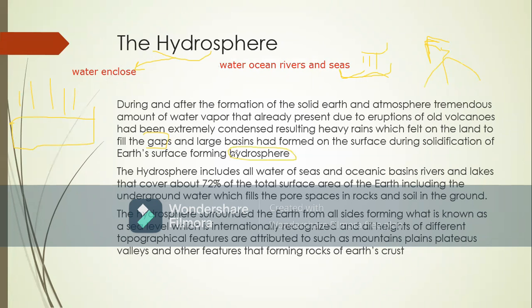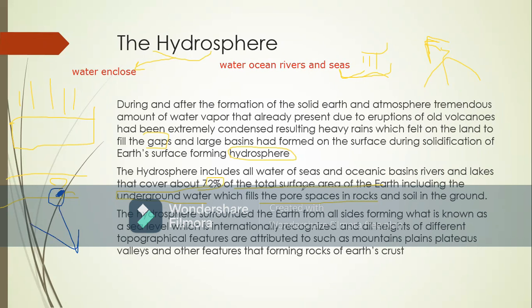The hydrosphere includes all water of the seas and oceanic basins, rivers, and lakes, which covers about 72% of the total surface area of the Earth, including the underground water which fills pore spaces in the rocks. This is the crust, and these are the rocks. Between rocks, water exists. This water is called underground water.